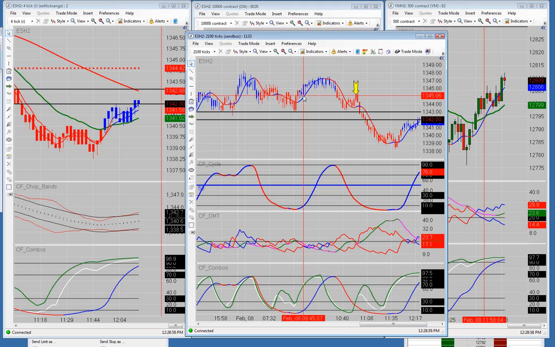It triggered him in at 1345.25. Price, he said, went 5 ticks in his favor. He moved his stop up to plus 1 tick at that point, and it came back out and stopped him on the next bar at plus 1 tick, right there at 1345 half. It did end up going the full 2 points. 1347 quarter is where the target would have been, the 2-point profit target.